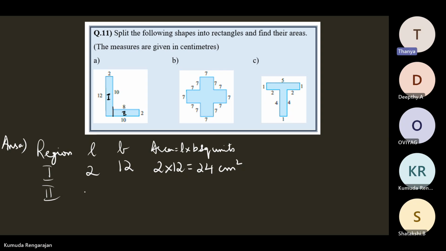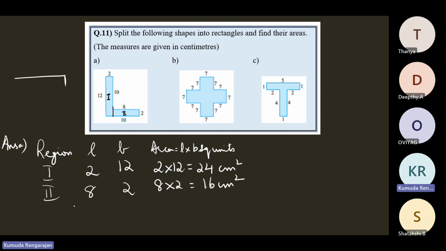For region 2, the length will be 2, ma'am. And the breadth will be 8, ma'am. Yeah, so I told you, take the horizontal one as the length. The horizontal one is the length. The vertical one, this is the breadth. So the length we'll write 8 centimeters. 8 is the length and 2 is the breadth. So area is equal to? Equals 8 into 2, which is 16 centimeters square, ma'am.